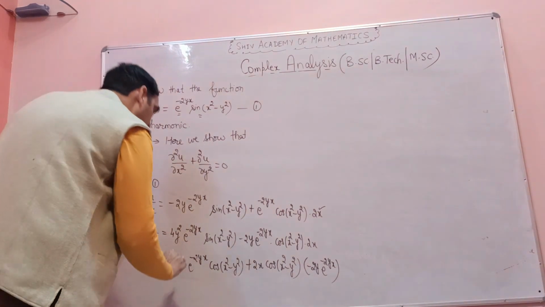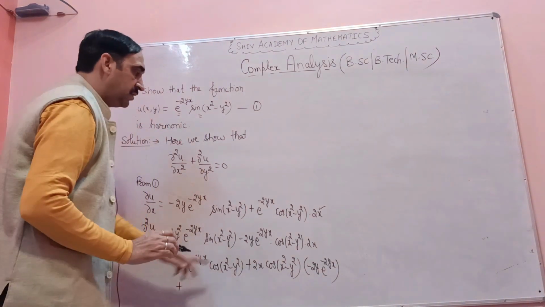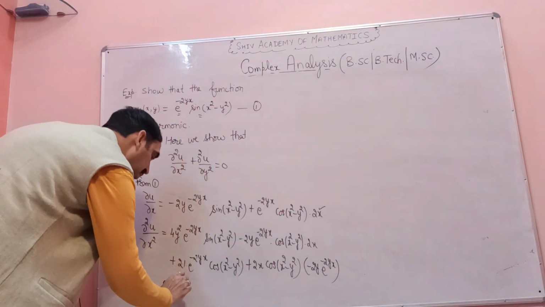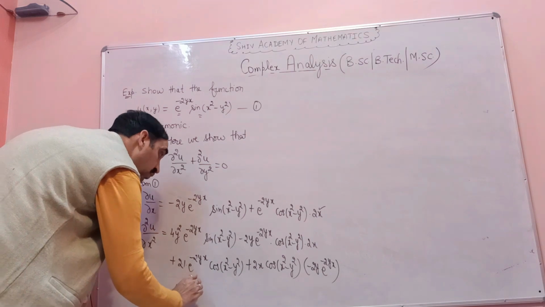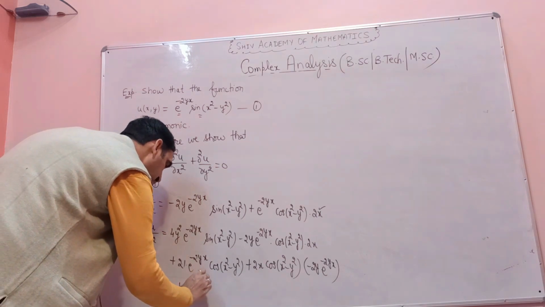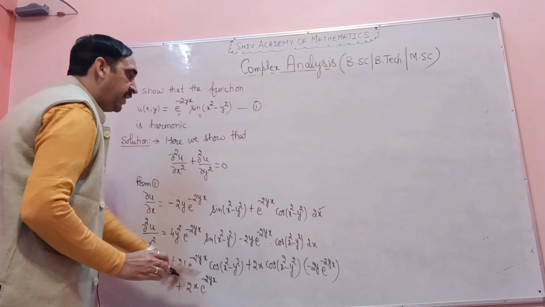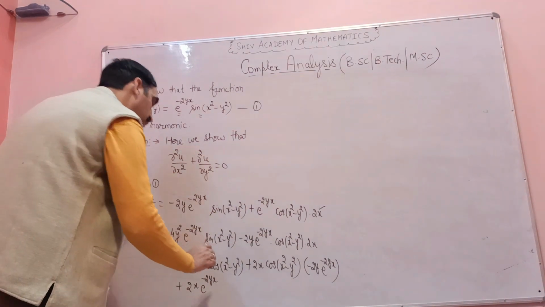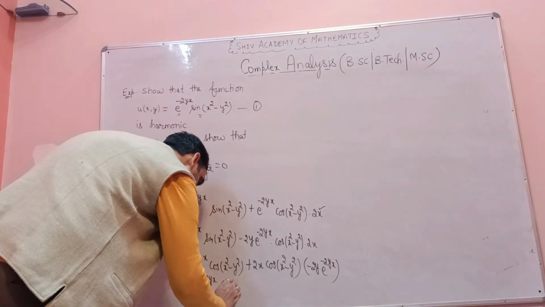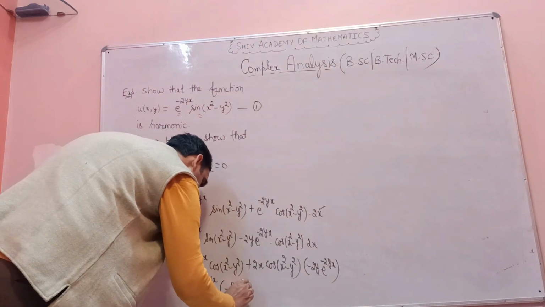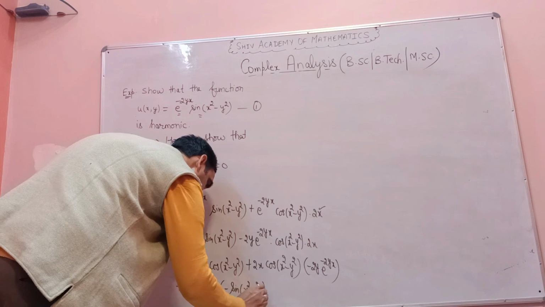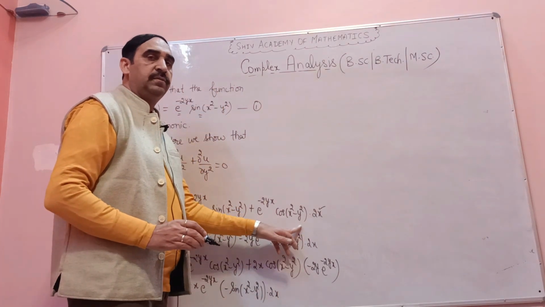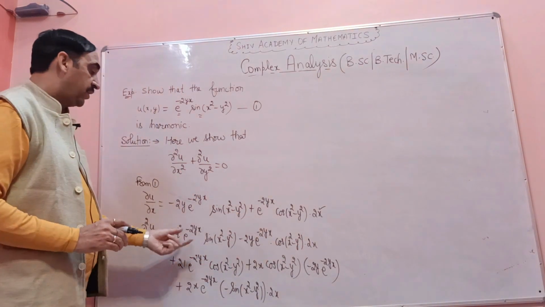And the last term, we write these two terms as it is, 2x into e to the power minus 2yx, and the derivative of this cos with respect to x, that is to say derivative of cos is minus sine of x square minus y square, and into this is 2x, the derivative of x square minus y square. So we get these 5 terms.